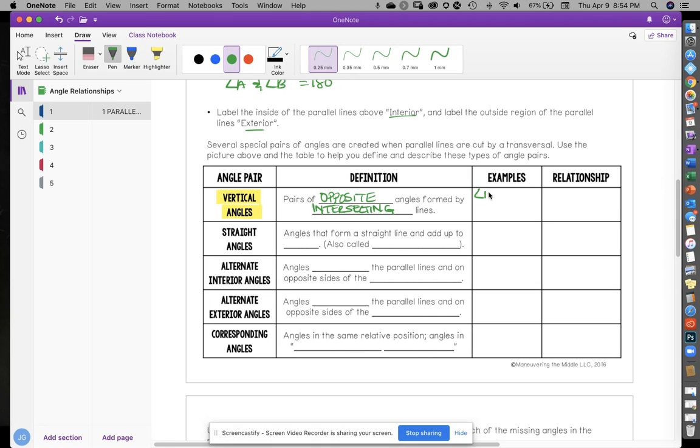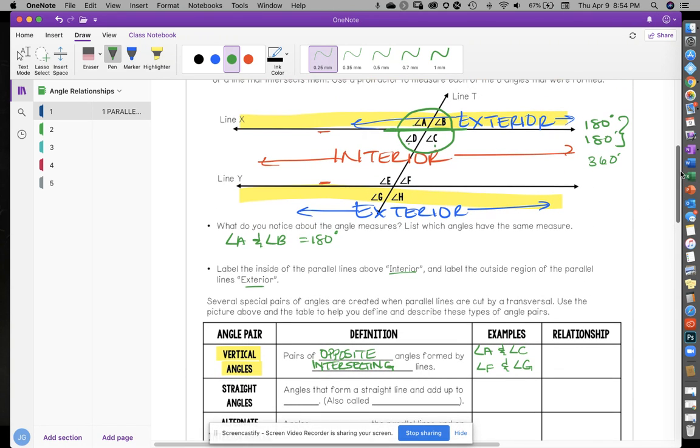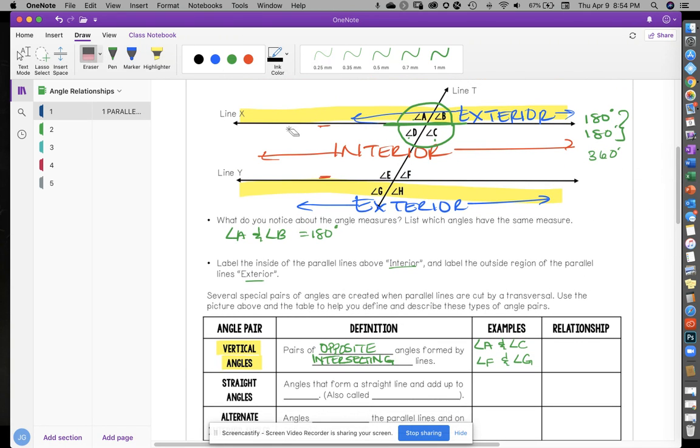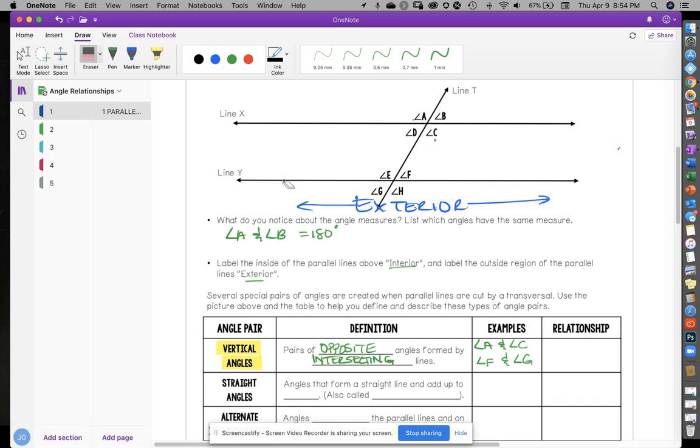Examples from the picture they gave you up above would be angle A and angle C, and angle F and angle G. Those are all vertical angles. Let's look at those real quick. Let's come back up here. I'm going to erase what I wrote up here just to clean this up so you can see my new stuff.